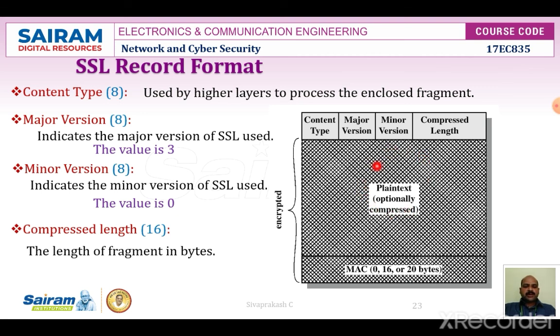Its compression is optional, based on the user end. It may be compressed. Later the MAC data and the plain text are both encrypted, and the header consists of all this data. This is called the SSL record format.